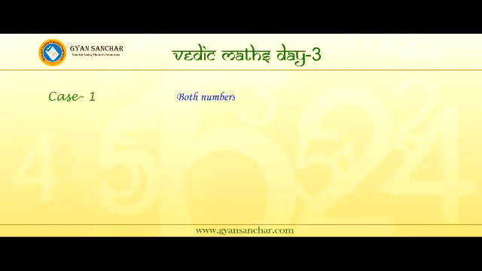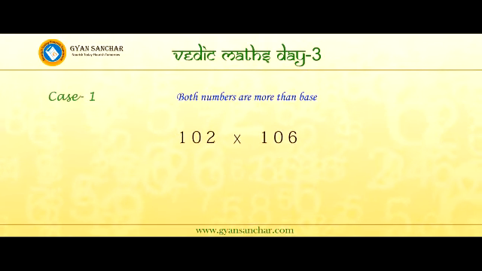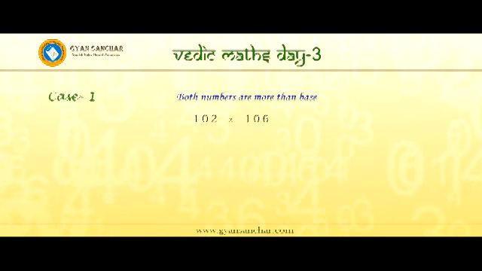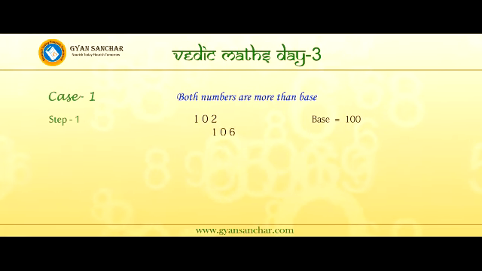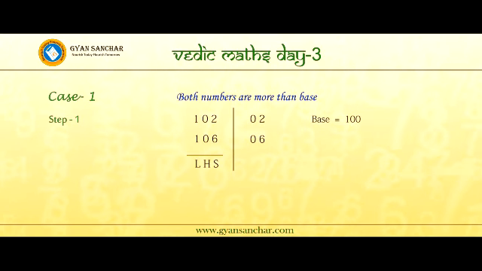Let us take an example of case 1. Say multiplication of two numbers, 102 and 106. The nearest base is 100. Step 1. We subtract the base from both the numbers and write the differences, 02 and 06 respectively. We separate them from the original numbers by a partition. The answer consists of two parts, LHS and RHS.